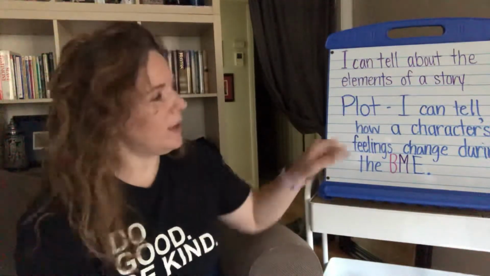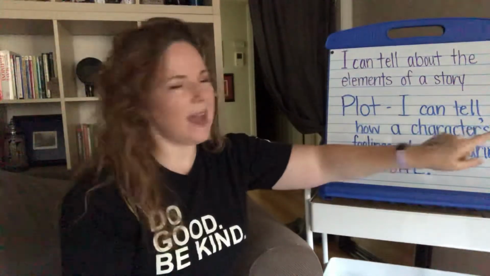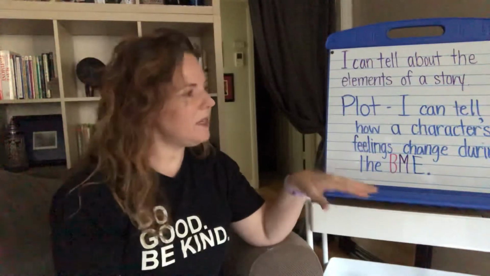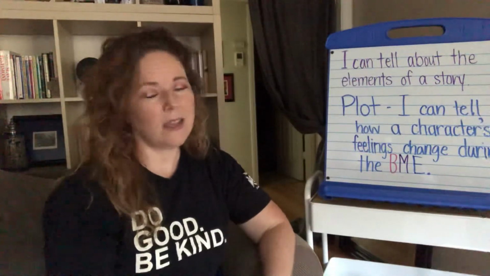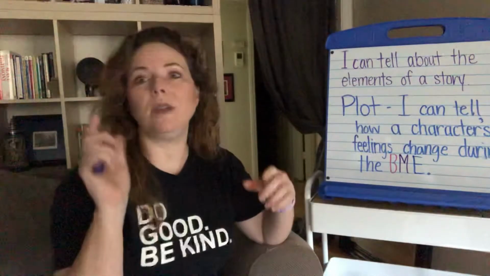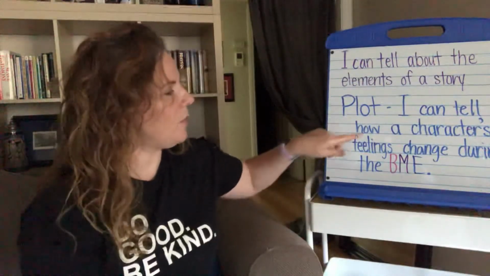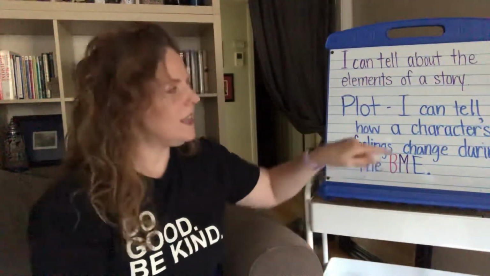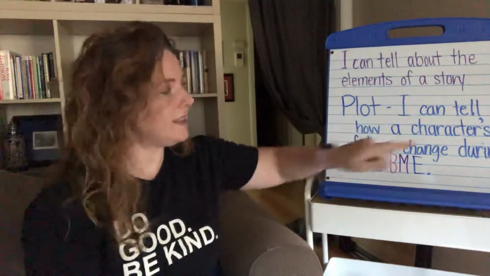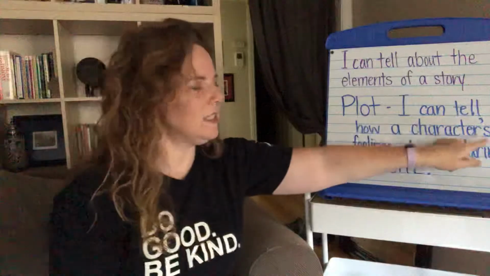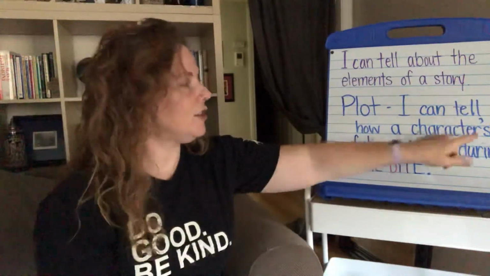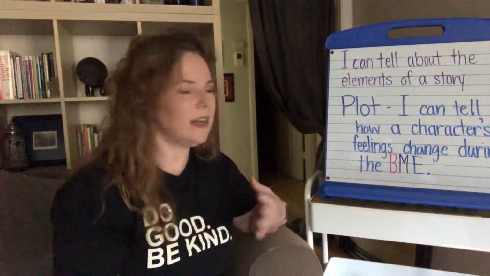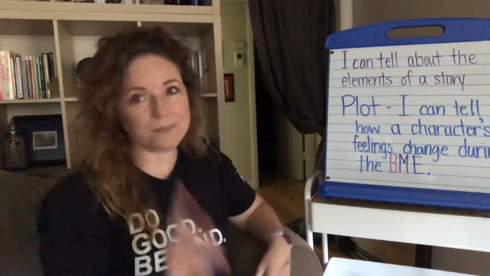I just want to point something out very quickly, is we have an apostrophe S. Now, sometimes an apostrophe S, I didn't talk about this last week, sometimes an apostrophe S can mean is. It's like a contraction for is. So how a character is feelings change? No. This is definitely a possessive S, which means that the feelings belong to the character. So, okay, here we go. I can tell how a character's feelings change during the beginning, middle, and end of a story. All right, let's get to it.